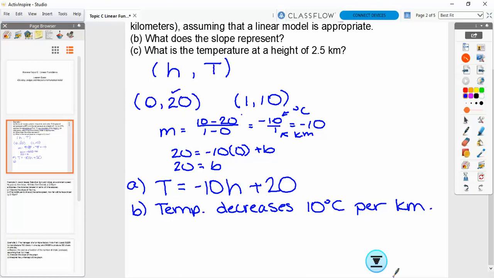When I ask you to interpret the slope, I'm looking for 2 things. I expect to see a number there. So if my slope is 5, I better see a 5 in there somewhere. And I expect to see some units. So it's decreasing because it's a negative. There are different ways you could state it. You could say for every kilometer you rise, the temperature drops 10 degrees, or the temperature drops 10 degrees for every kilometer. If it was 5 over 2, you would say the temperature rises 5 degrees for every 2 kilometers. But I expect you to use those numbers in your description.